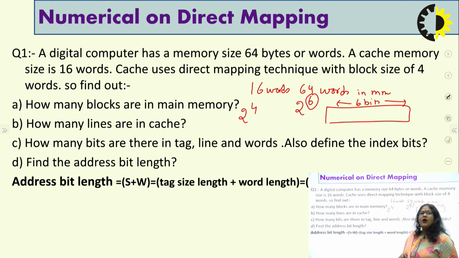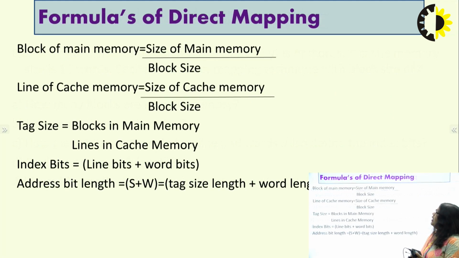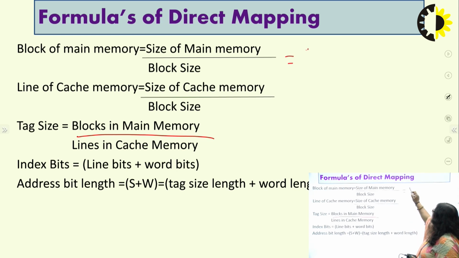So how many blocks are in main memory? How do we identify the main memory blocks? This is the formula: blocks of main memory equals the size of main memory divided by the block size. The size of main memory is 2 to the power 6, and the block size is 4, which is 2 to the power 2, so the number of blocks is 2 to the power 4.